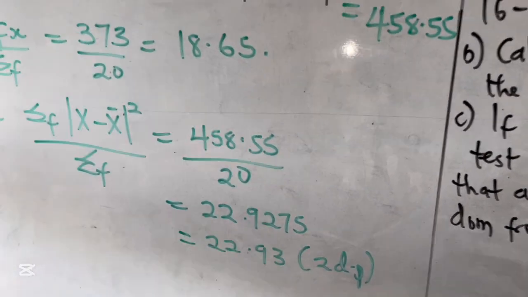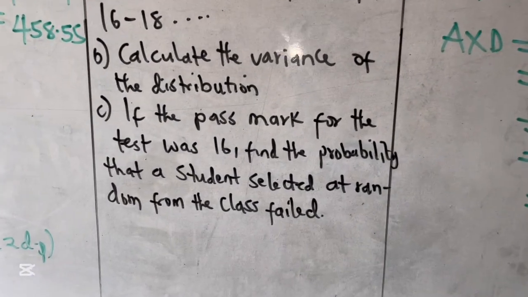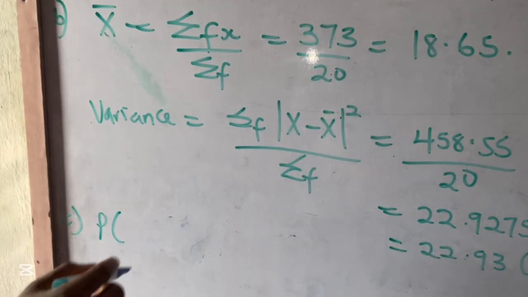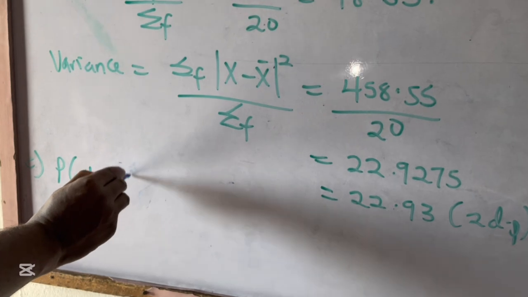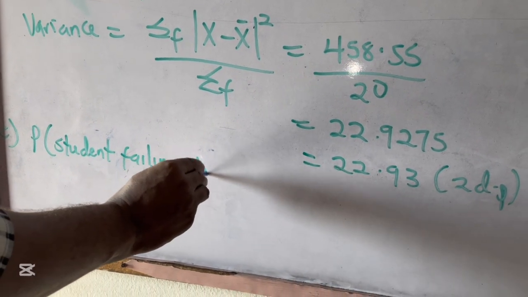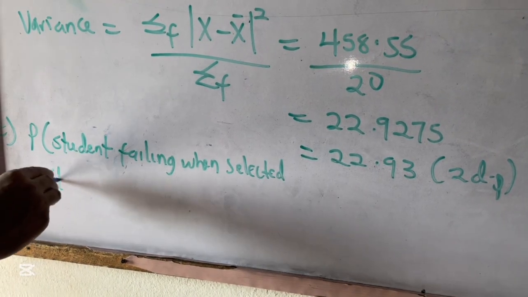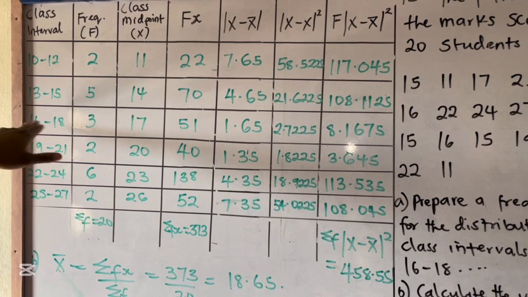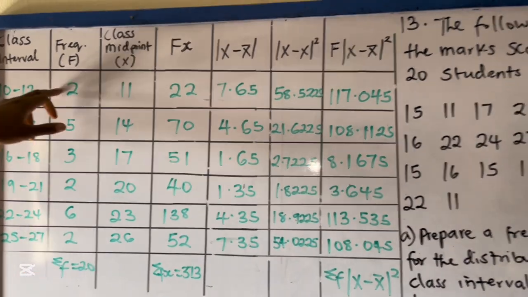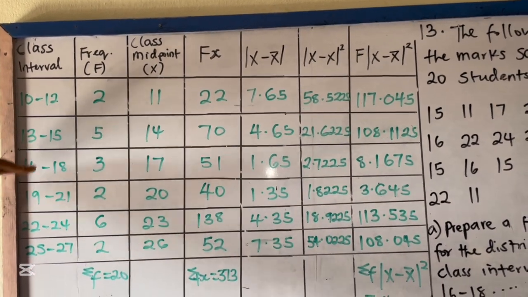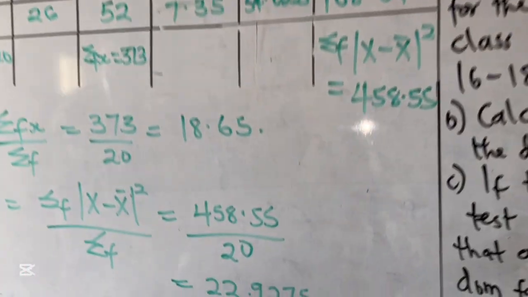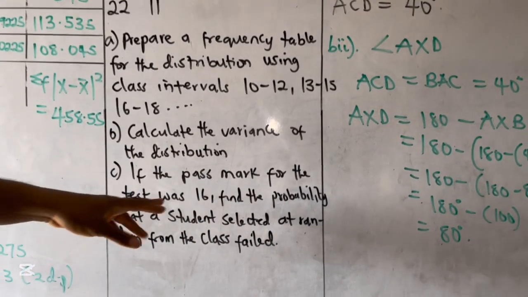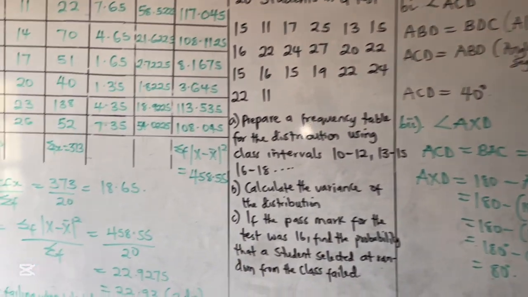Now the last part of the question says, if the pass mark for the test was 16, find the probability that a student selected at random from the class failed. So in this case, the probability of a student failing when selected at random if the pass mark is 16. Since the pass mark is at this interval, we have 5 plus 2, that is 7. It therefore means that since 16 is the pass mark, anyone that scores below 16 is failing. So there are 7 students, 5 plus 2, out of the 20 students. So the probability that a student selected at random from the class failed is 7 over 20.